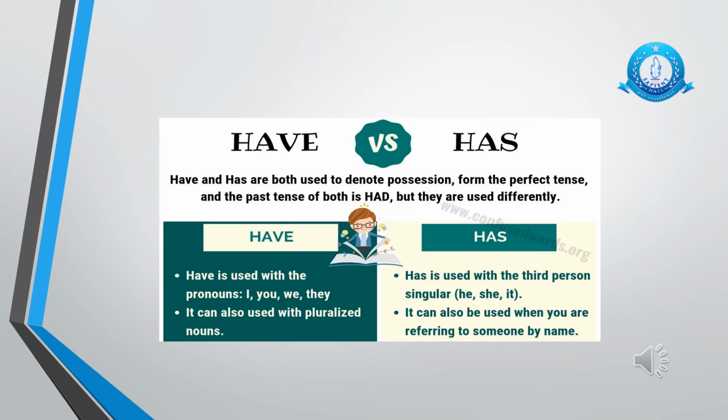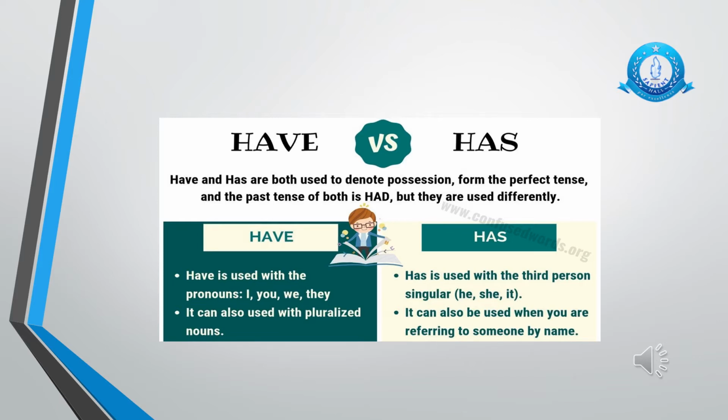Before we get into the rules, remember that verb have is the base form. That means that has and had are not different verbs. They are all just different forms of the same verb, which is have. This verb is used in two ways. First, it is used to show possession. This means that it shows that you have something.